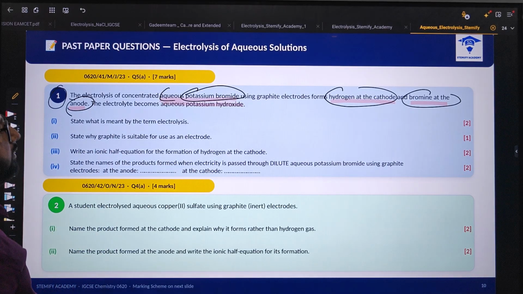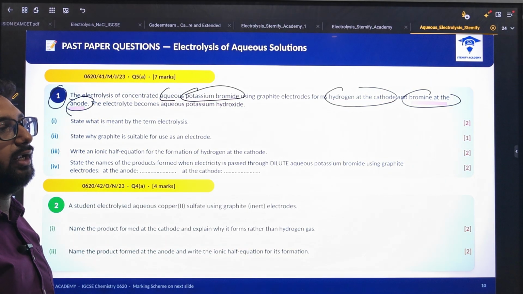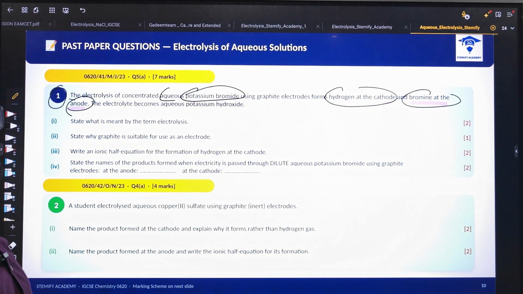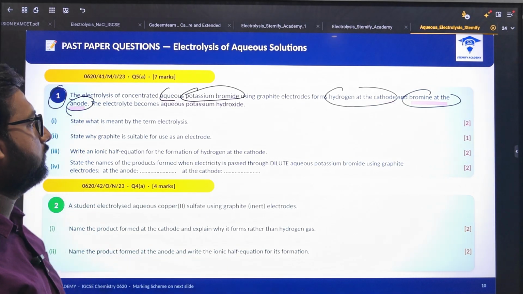State what is meant by the term electrolysis. Electrolysis is a chemical reaction in which electricity is used to split ionic compounds.